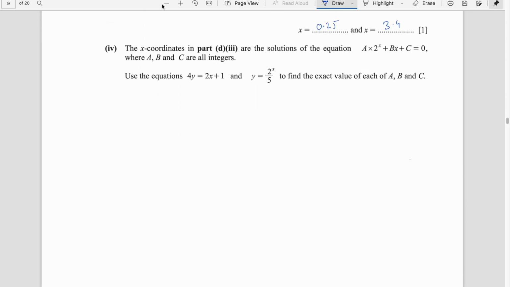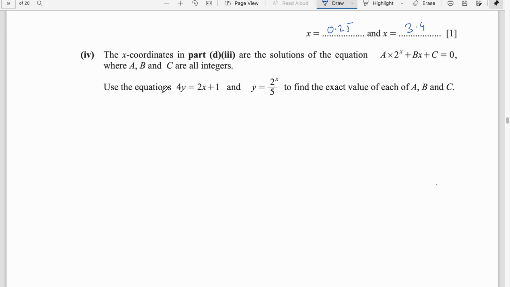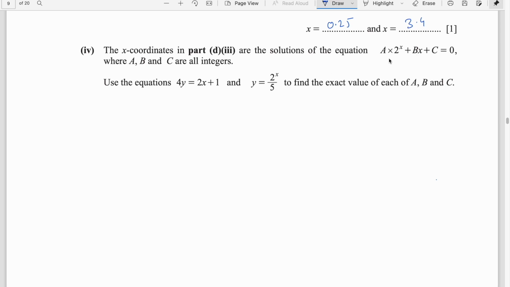Fourth part. The x coordinates in D3 are the solution of the equation this, where a, b and c are all integers. Use these equations to find the exact value of a, b and c. So I'm just going to make y the subject. Y is equal to 2x plus 1 by 4. The other y is 2 raised to the power x by 5. Now we can equate them. We will rearrange to get the shape something like this.